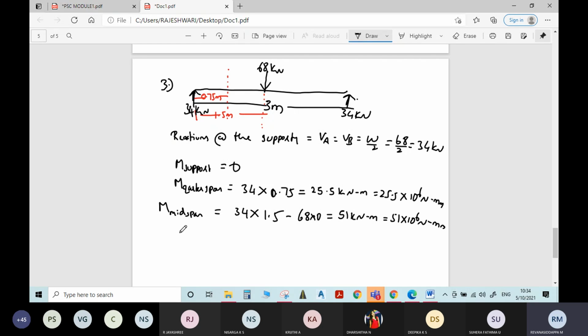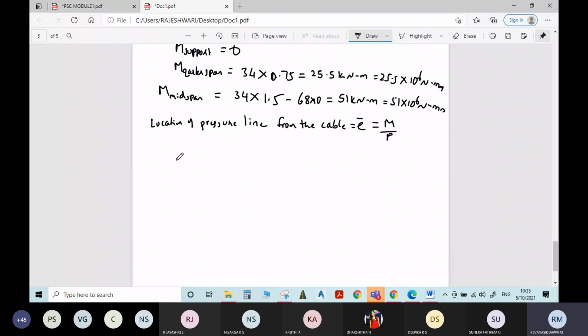Now write that formula, the eccentricity formula, that is the location of the pressure line formula. Location of pressure line from the cable, E bar is equal to M by P. Now find the locations at corresponding points. E bar at support is equal to 0, because the moment is 0.